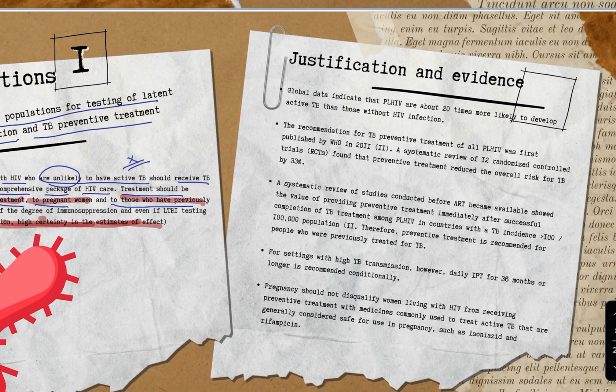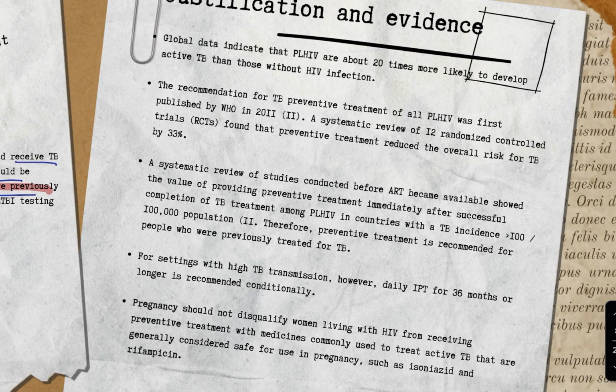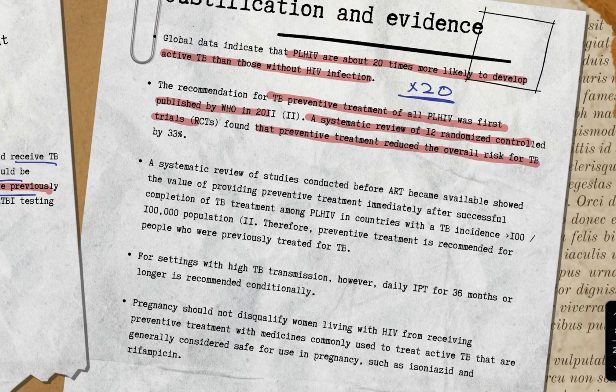What is the justification and evidence? Global data indicate that people living with HIV are about 20 times more likely to develop active TB than those without HIV infection. The recommendation for TB preventive treatment for all people living with HIV was first published by WHO in 2011. A systematic review of 12 randomized controlled trials found that preventive treatment reduced the overall risk of TB by 33%, which is a huge number.